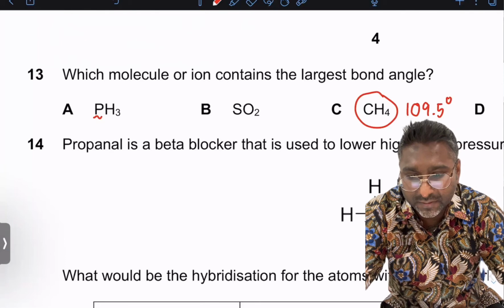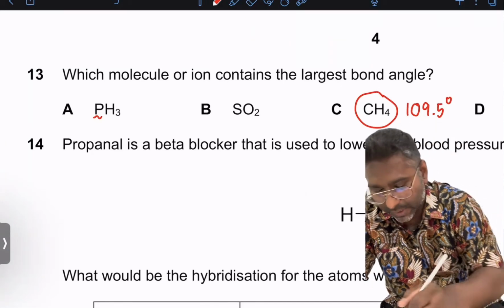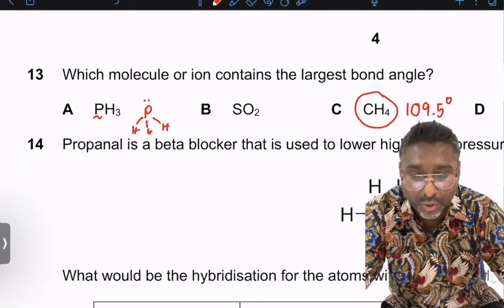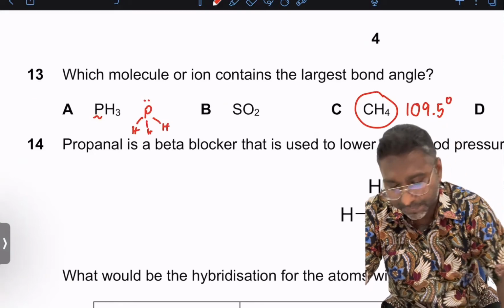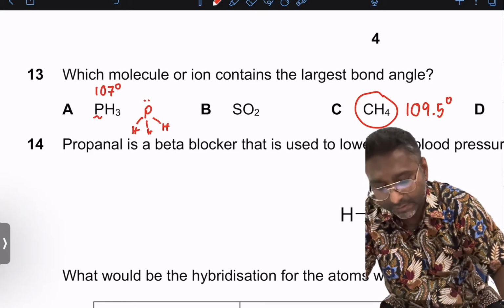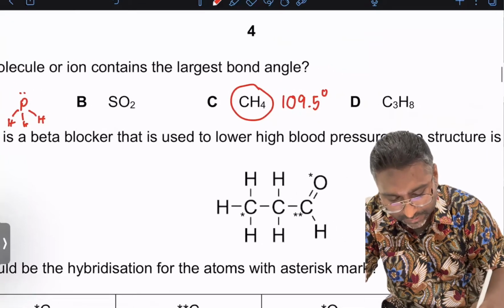Yeah, so it means similar: 5 valence electrons, 3 used for bonding, so they have 1 lone pair and 3 hydrogens over there. So this is similar to ammonia. Ammonia has a pyramidal structure, so this is going to be 107 degrees. Yeah, 107 degrees.